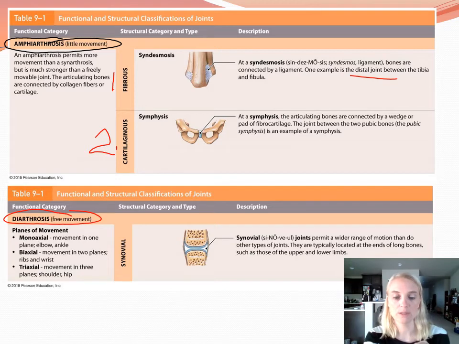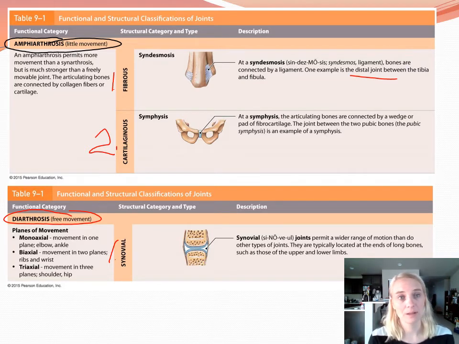All right, and then our last functional category was our freely movable, the diarthroses. There's only one structural category of diarthroses, and this is called synovial. Synovial joints are diarthrotic. We're going to spend the rest of this chapter talking about synovial joints. We're just mentioning the synarthrotic and amphiarthrotic because you'll see these as you progress through your learning about the skeletal system. But really our purpose for the rest of chapter 9 is going to be talking about these movable joints, the diarthrotic joints.